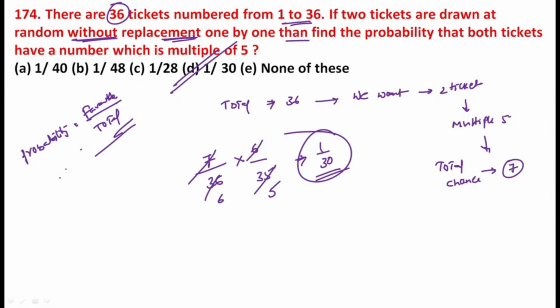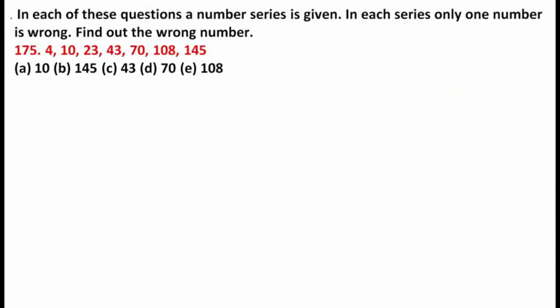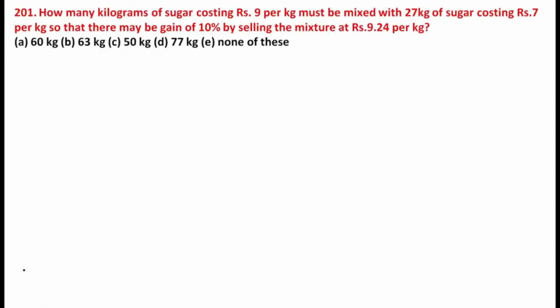Now, is it clear, guys? And this is for you. There are two questions: one question from data interpretation, and one question to identify the wrong number in the entire number series. Because of one number, it disturbs the entire series, guys. You need to identify that. So try those two questions and comment your answers in the comment section. Now we'll start with question number one.